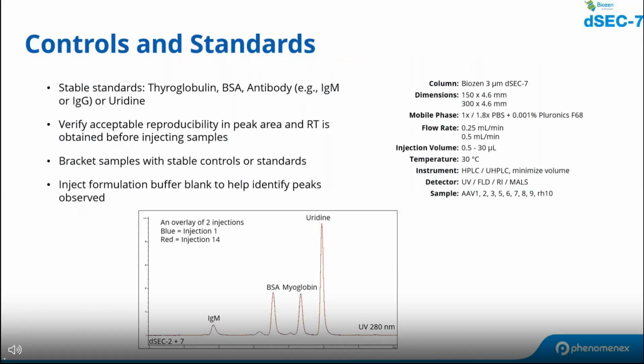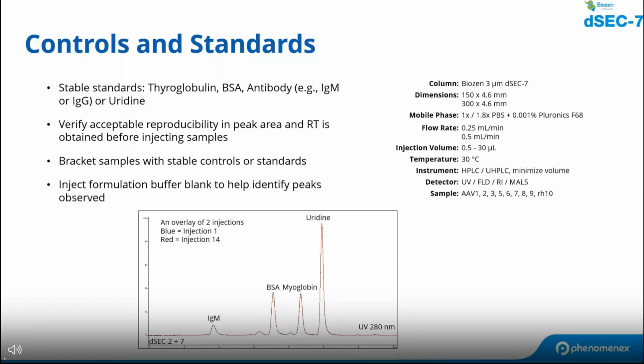So with respect to controls, during the method development, often you want to check your column, your LC system, as well as your detectors. And because AAV samples tend to be quite expensive and limited in volumes, a couple of controls that I found quite useful are the following. The first is thyroglobulin, which is approximately 670 kilodaltons. Alternatively, you can use something that's quite sticky, like BSA. You can utilize antibodies such as IgM, which is approximately 900 to about 1,000 kilodaltons, IgG if you wanted, or uridine as a marker to mark the total inclusion volume as well.